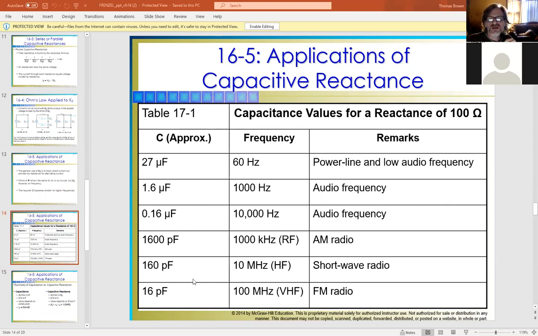And as you can see, the trend, if you will, is that the higher the frequency goes, the smaller the capacitance. The lower the frequency, the higher the capacitance. And that's pretty much a rule.